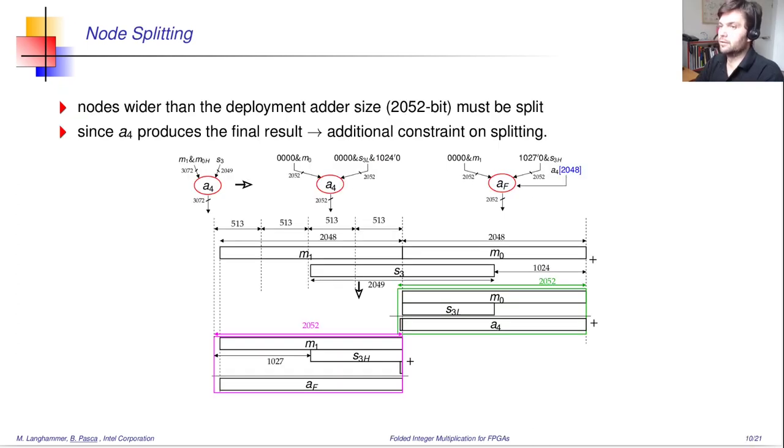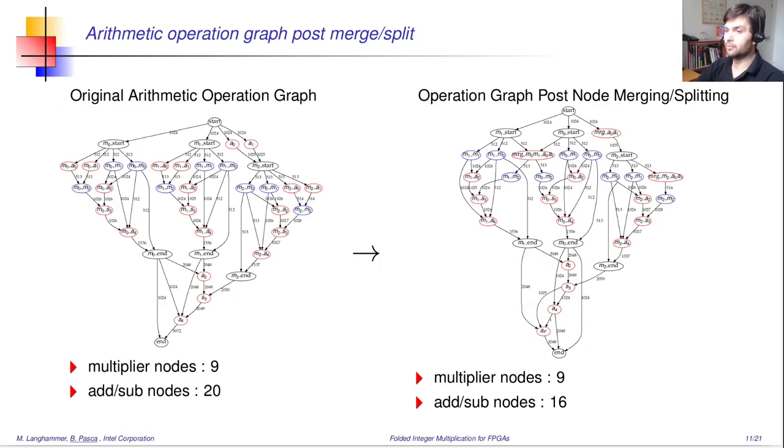As previously mentioned, the adder node producing the final result will be 3072 bits wide. This is wider than the adders we have selected for our implementation. Consequently, we will split this adder, A4, into two chained nodes, A4 and AF, as shown here. This splitting may not be the most obvious, as it also optimizes how the final result will be assembled from storage elements. The splitting of node A4 increases the node count from 15 to 16. The graph resulting from merging and splitting nodes is shown on the right. Note that the merged and split nodes are color-coded and correspond to the nodes in the original graph, which is shown on the left.